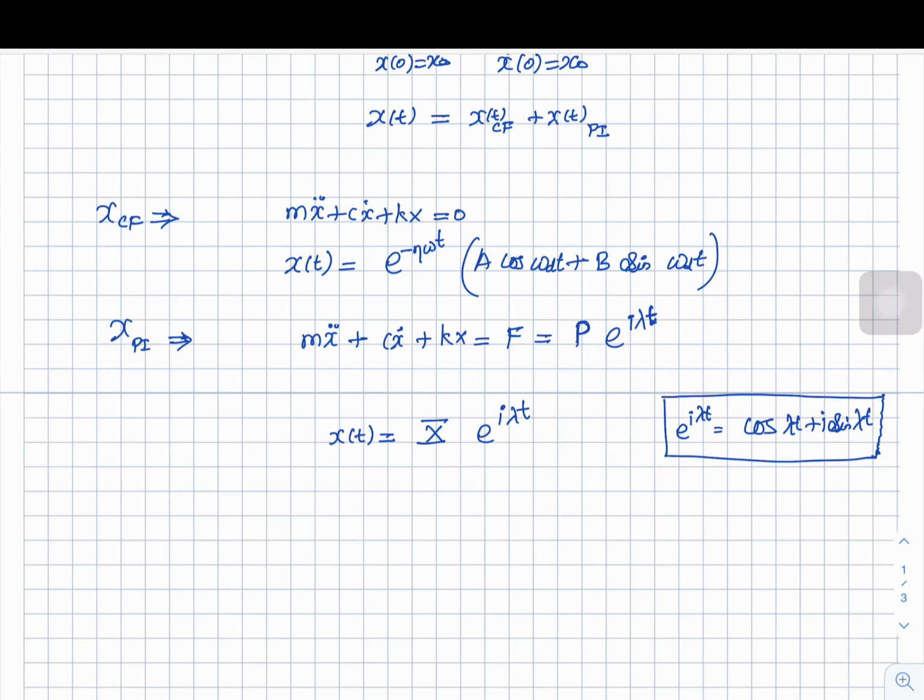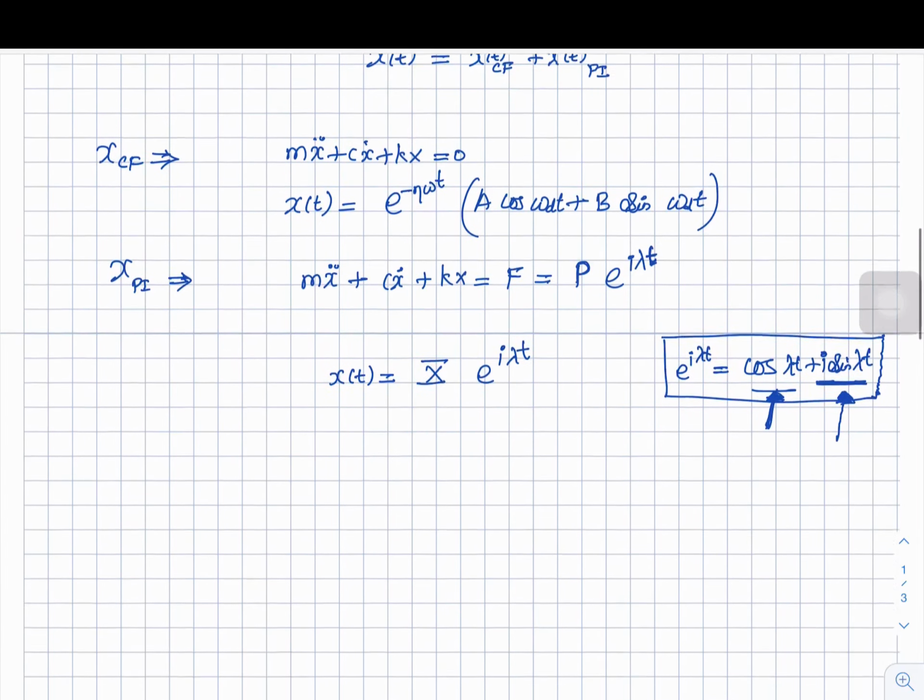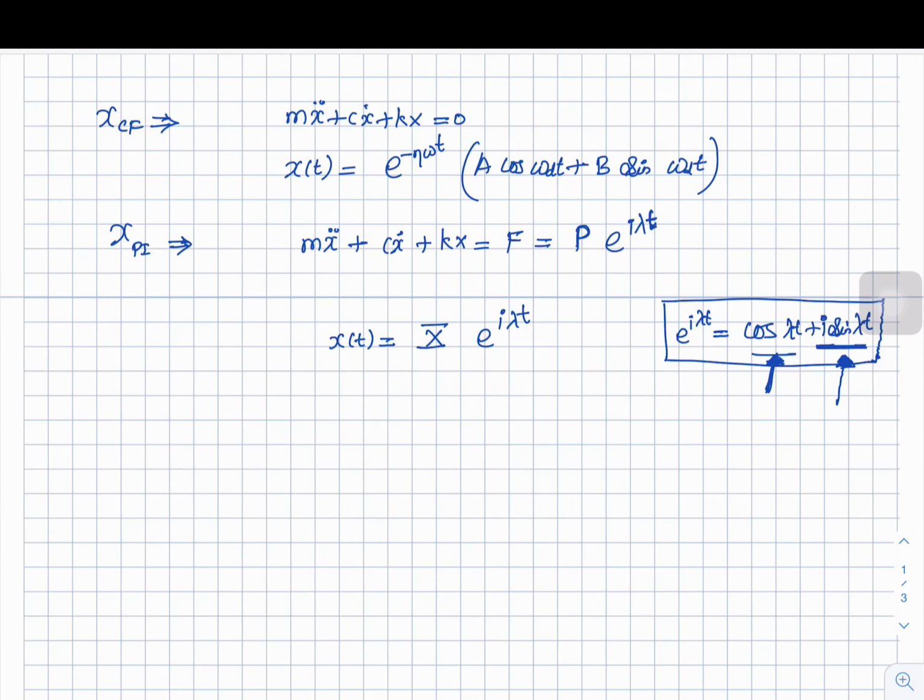Here you can ask why there is an imaginary part in the forcing function. This is for our convenience. We will get the result x of t that also contains a real part and an imaginary part. The real part is the solution for the cosine forcing. The imaginary part of the solution is the solution for sine forcing. Depending upon our convenience in future, we will choose which one we are interested in.